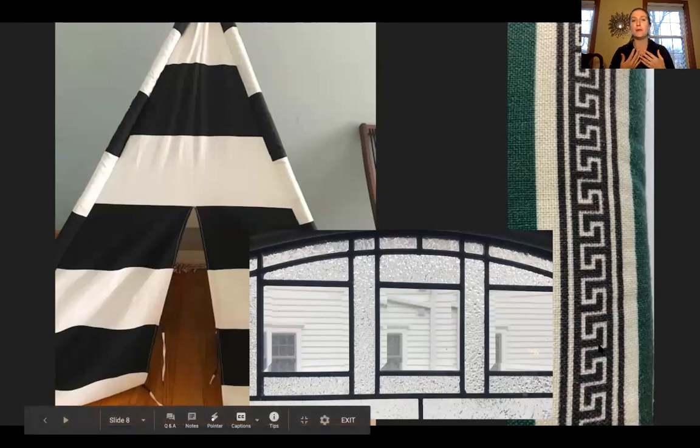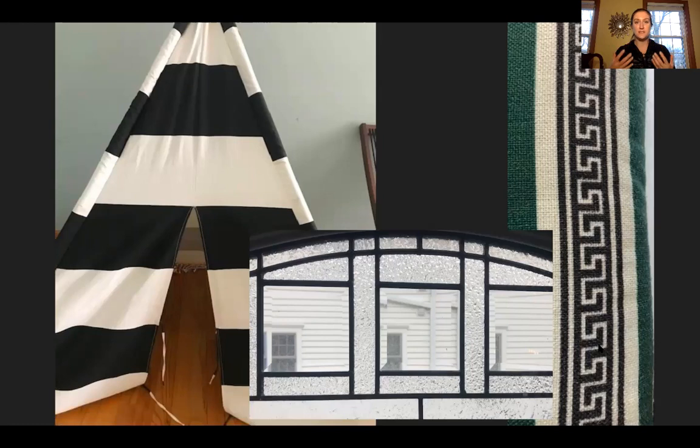So like I said, we can find patterns everywhere. See if you can find some, take pictures, and then post them on Seesaw.